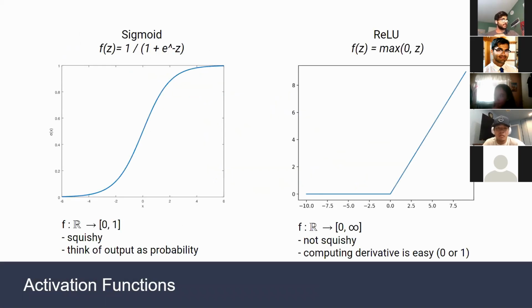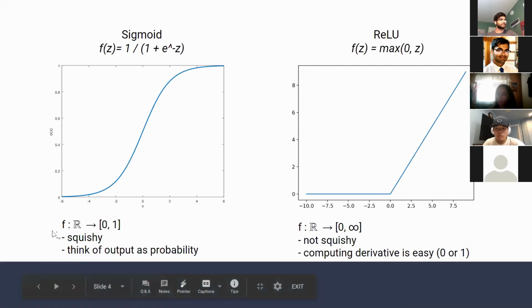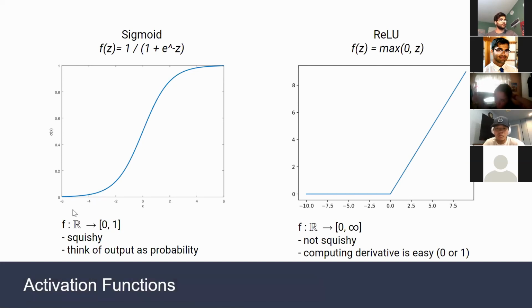As for sigmoid and ReLU, this is just a quick recap of what they look like. Sigmoid squishes the entire real number line. This is function notation. Some of you should be familiar with this, but if you're not, the name of the function is on the left, the colon says this function maps from this space, and the arrow says from this space to this space. So we are mapping the entire real number line onto the range 0 to 1 inclusive.